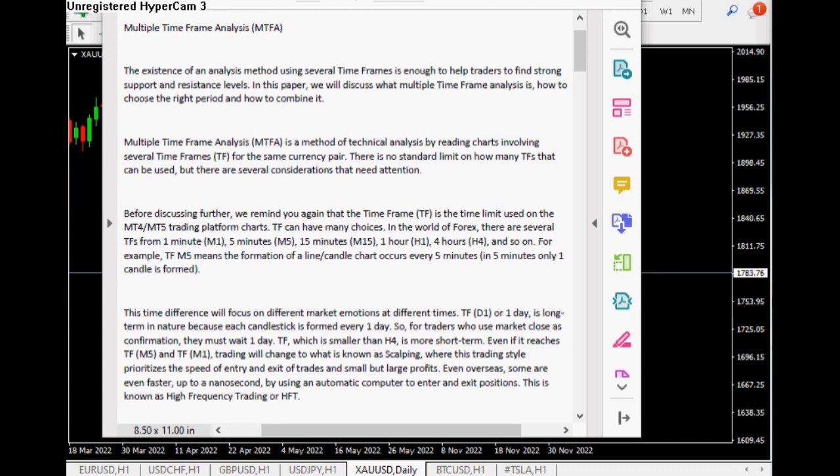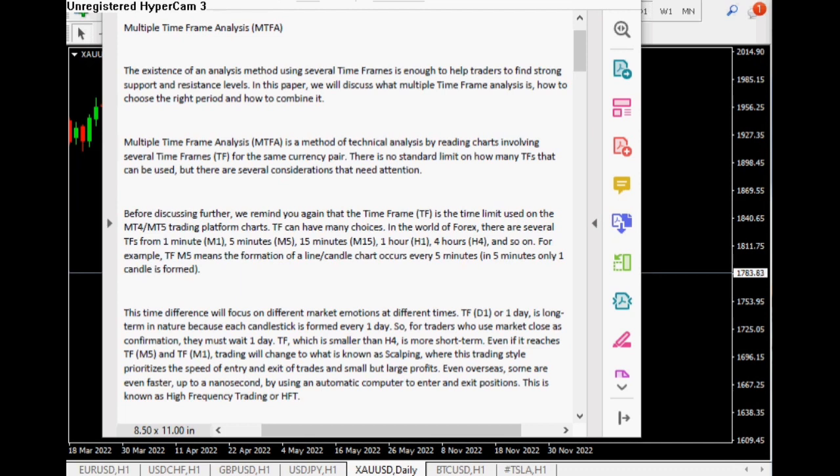In the world of forex, there are several TFs from 1 minute, M1, 5 minutes, M5, 15 minutes, M15, 1 hour, H1, 4 hours, H4, and so on. For example, TF-M5 means the formation of a line/candle chart occurs every 5 minutes. In 5 minutes only one candle is formed. This time difference will focus on different market emotions at different times.